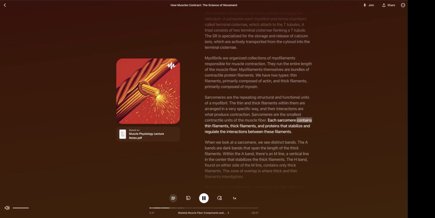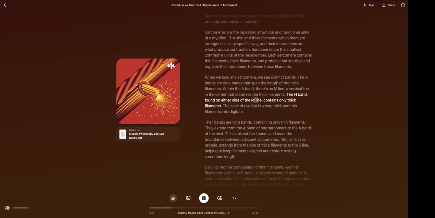Each sarcomere contains thin filaments, thick filaments, and proteins that stabilize and regulate the interactions between these filaments. When we look at a sarcomere, we see distinct bands. The A bands are dark bands that span the length of the thick filaments. Within the A band, there's an M line, a vertical line in the center that stabilizes the thick filaments. The H band, found on either side of the M line, contains only thick filaments. The zone of overlap is where thick and thin filaments interdigitate. The I bands are light bands, containing only thin filaments.